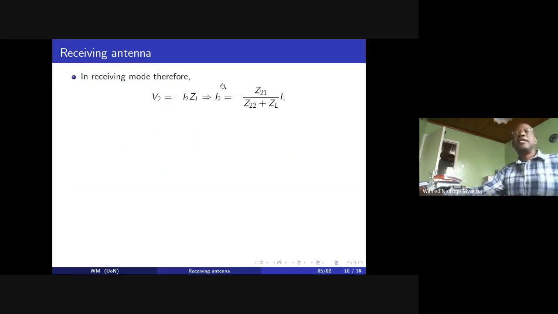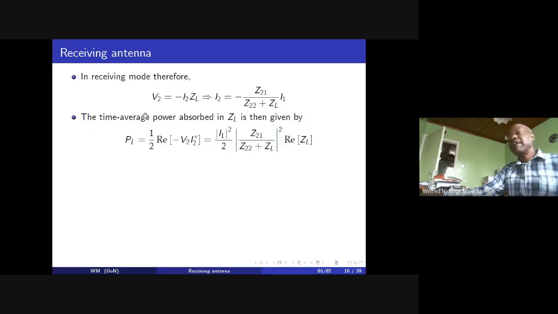So in receiving mode, therefore, we can write that the V2 voltage is going to be given by the minus of I2 multiplied by the load impedance, where we are using minus I2 because of the definition of the positive I2 flow. And this gives us a value of I2 equal to the minus of Z21 over Z22 plus ZL, multiplied by the input current I1. Remember, in two-port network analysis, all the currents are assumed to be flowing into the ports.